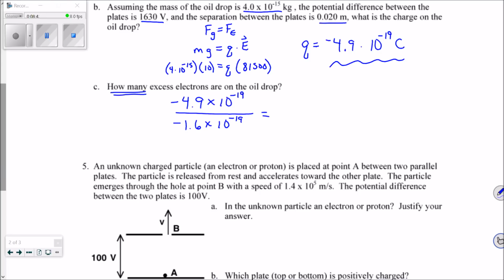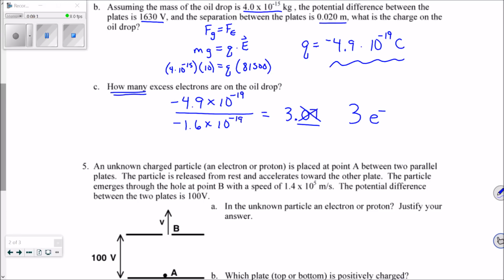I cannot have a negative amount of electrons, and technically my answer, according to my calculator, is going to be 3.07 or something along those lines. The question says, how many electrons do I have? Well, I have 3.07. I cannot have 0.07 electrons, so I just round that off. I must have 3 excess electrons.